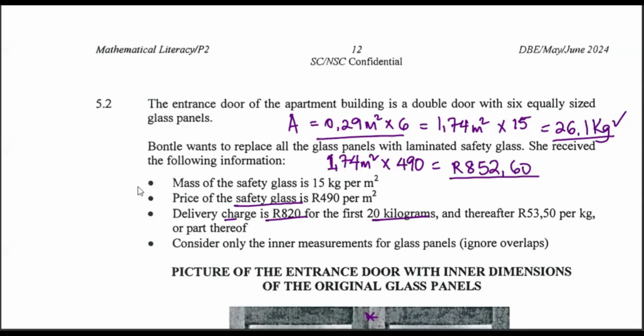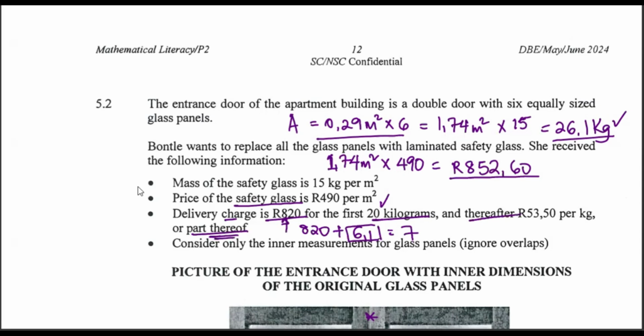Then we come to this other part whereby we are looking at the delivery. Now, how are we going to do the delivery? For the first 20 kg, the person is going to pay 820, but he has 26.1. So we're going to say the first 20 plus what has gone beyond. It's 6.1. But this 6.1 is going to be counted as 7. Why? Because we have 'or part thereof'.